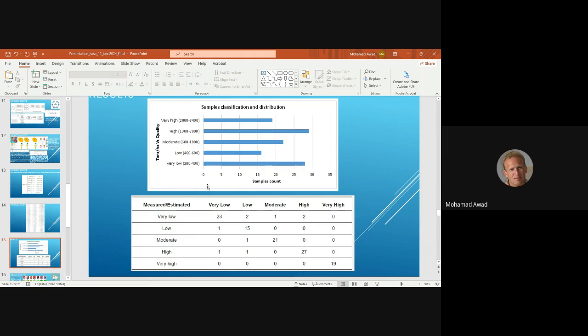Okay, so we used these samples to verify the canopy density layer, and we ended up with about 92% accuracy. As you can see, for the very low, we have 23 out of 28 correct. For the low, we have 15 out of 16. For the moderate, we have 21 out of 22 samples. And for the high, 27 out of 29, and 19 out of 19 for very high.